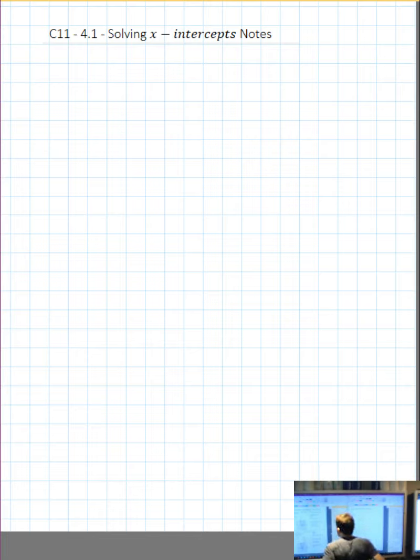Okay, let's solve for some x-intercepts. So let's write down y equals x squared minus 4x plus 3. And let's factor the right-hand side. So remember, two numbers that multiply to get 3 and add to get negative 4: negative 1 and negative 3.